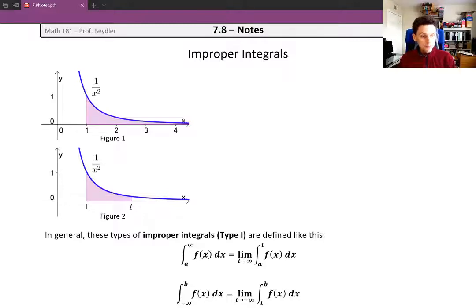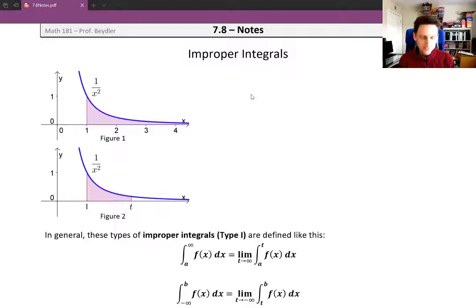So for example, the integral from 1 to infinity of 1 over x squared. So that's what this picture is showing in figure 1, the integral from 1 to infinity of 1 over x squared. Now it may seem crazy to talk about the area under a curve over an infinite interval, but we're going to try it out anyway.